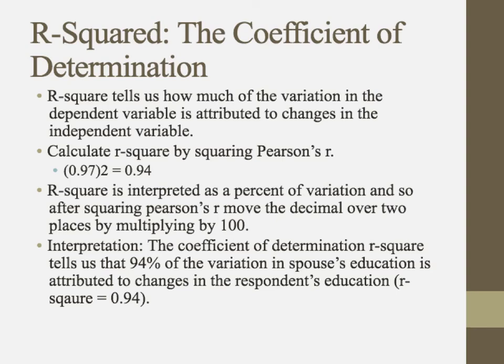R squared equals 0.94. So R squared, the coefficient of determination, tells you how much of the variation in y can be attributed to variation in variable x. And we'll talk more about this next week when we're talking about regression.